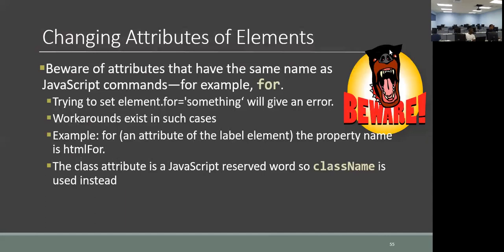The same thing for class. The class attribute is a JavaScript reserved word as well. So you can't use class. You can't go setAttribute class, because even though it's HTML, it's a JavaScript reserved word. So it will give you an error. If you want to change the HTML attribute class, you've got to use the property name className instead.